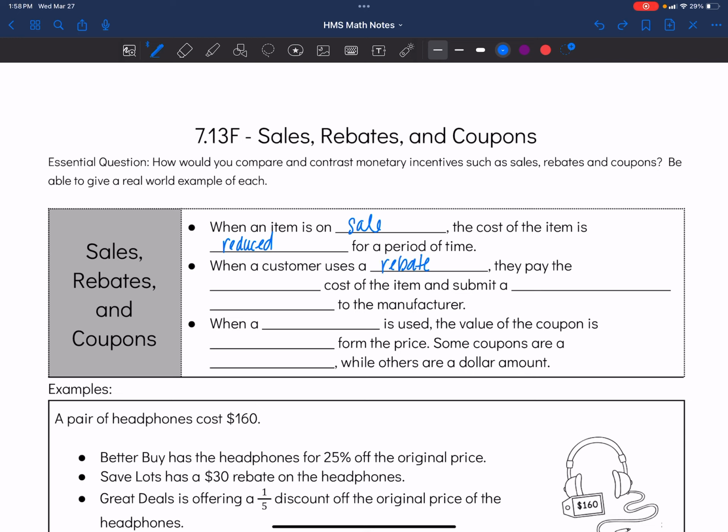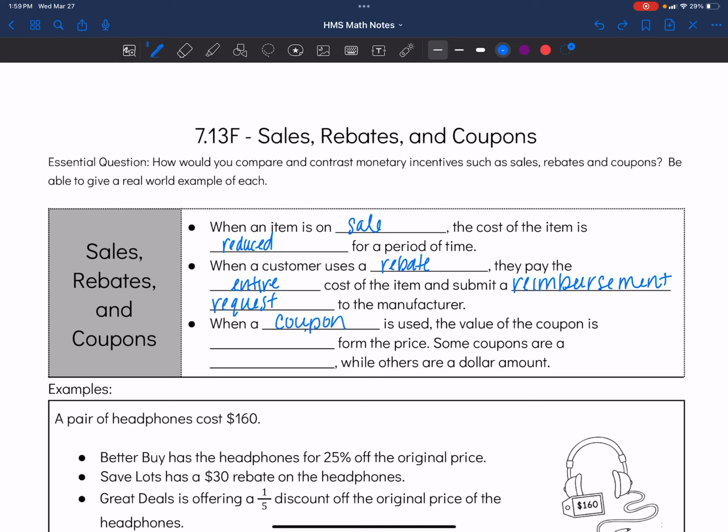Then when a customer uses a rebate, this is usually applied to iPhones, iPads, like I've had it applied to a lot of Apple products. They pay the full price, the entire price of the item, and then later on they submit a reimbursement application, a reimbursement request to the manufacturer. So you'll buy the iPhone from Apple, but then you send the application to Apple manufacturing, not to the store. And then they'll reimburse you whatever the rebate was worth. It's usually a dollar amount, like $200 or whatever.